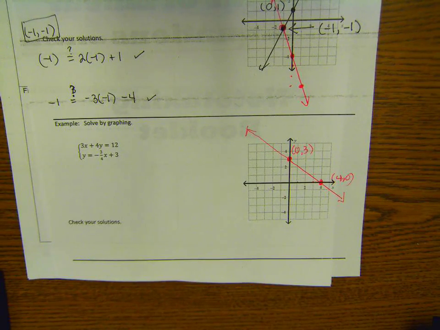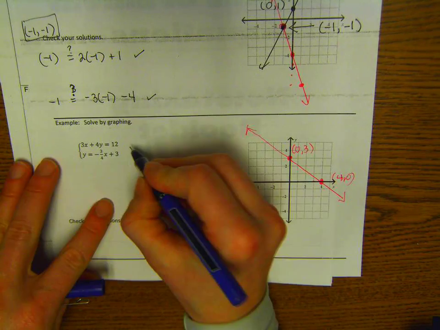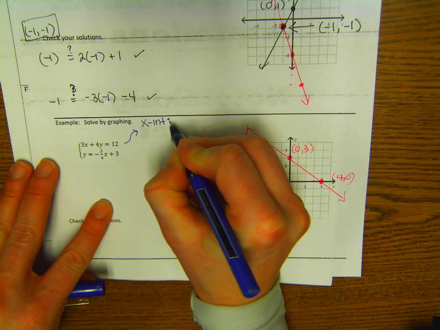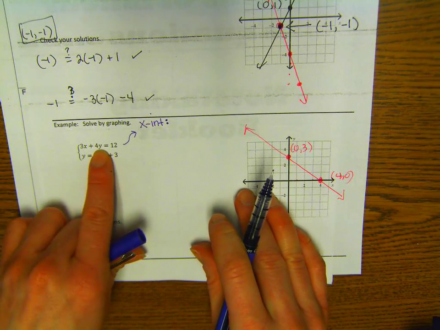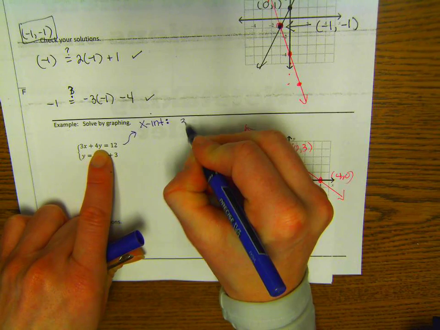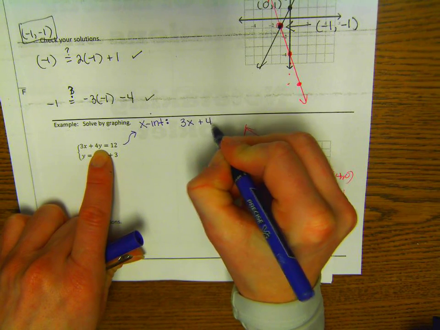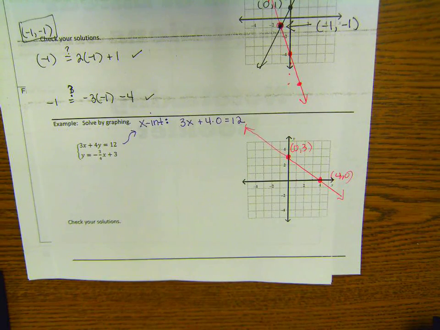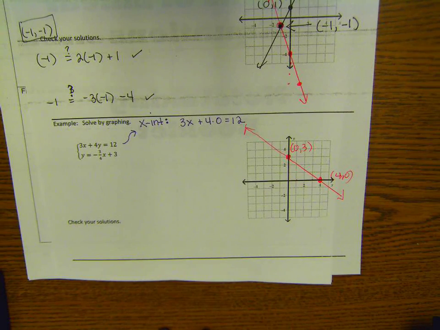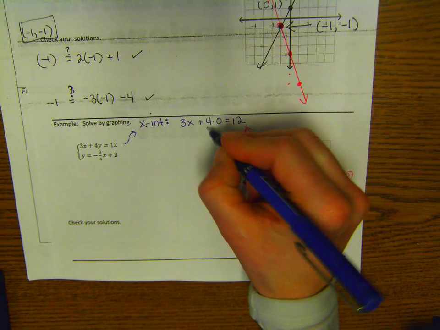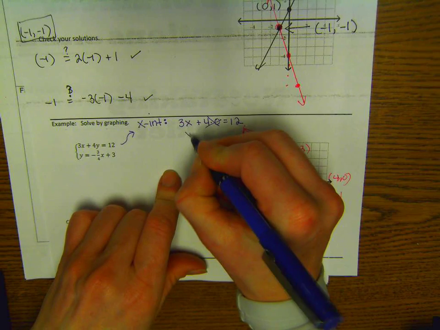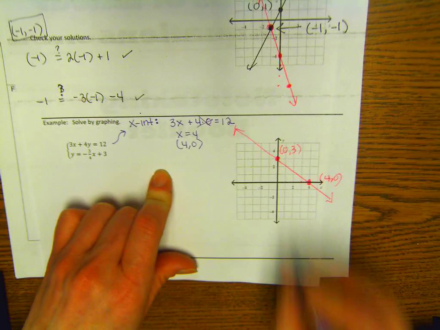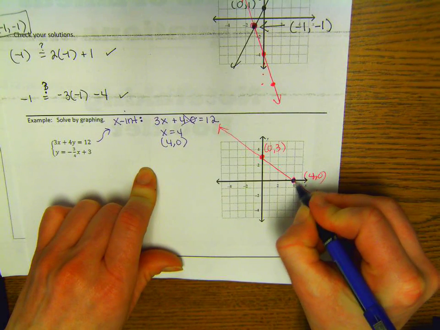Now, just to practice graphing different forms, the top line is in standard form, right? So I'm going to graph it by finding the x-intercept and y-intercept. To find the x-intercept, I'm going to plug 0 in for y. Can you guys tell me what happens? Good. So x equals 4, that's the point 4, 0.